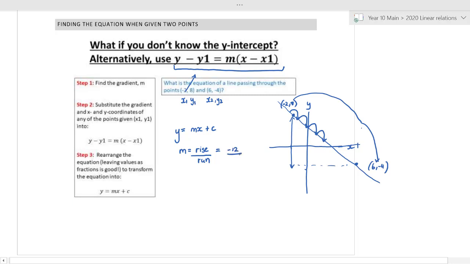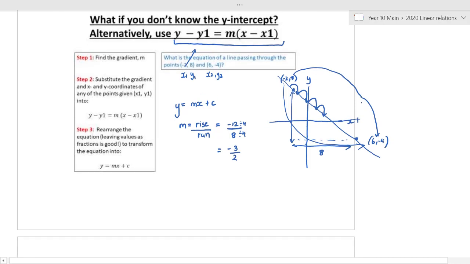Okay, and then of course across, if I go from -2 to 6, then that would be a distance there of 8, wouldn't it? So -12 and 8. Now let's simplify that. We've got a fraction, or we could divide by 4, and we could divide by 4. Let's simplify fractions, and that's going to be minus 3 over 2. Okay, so now we've got y is equal to, we know what the gradient is, -3 over 2. X, it's a coefficient of x, plus c.